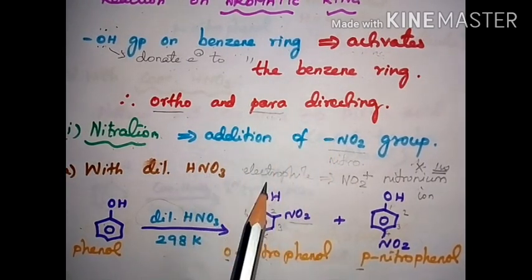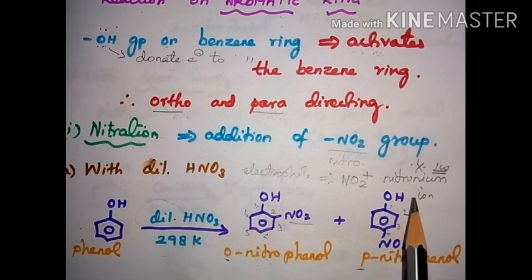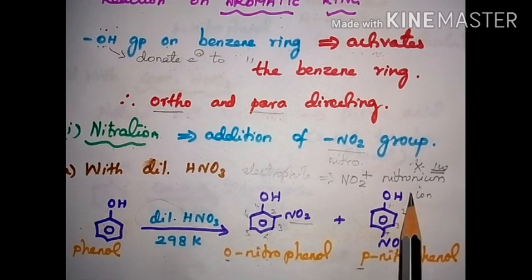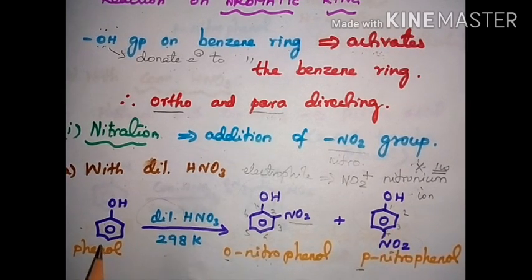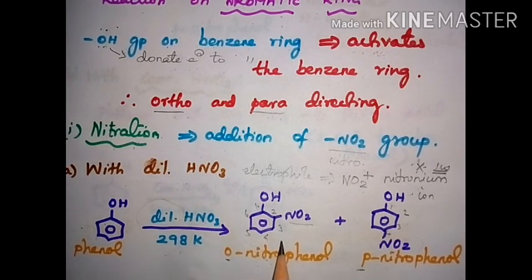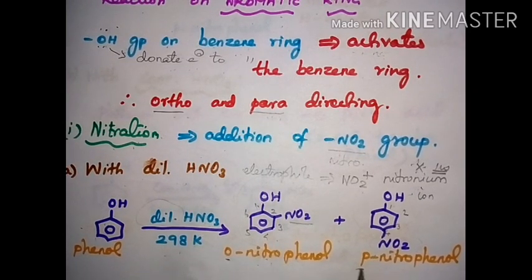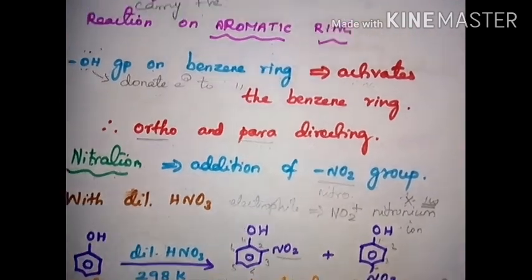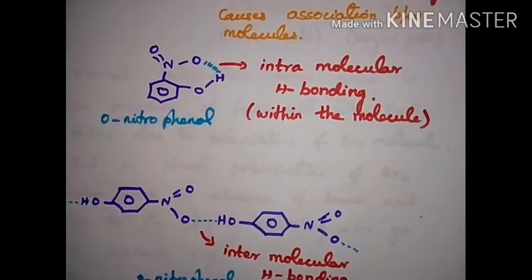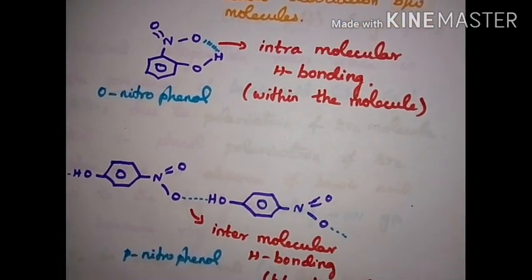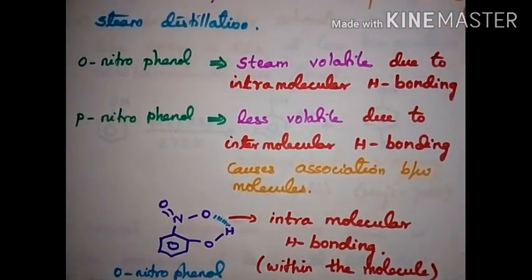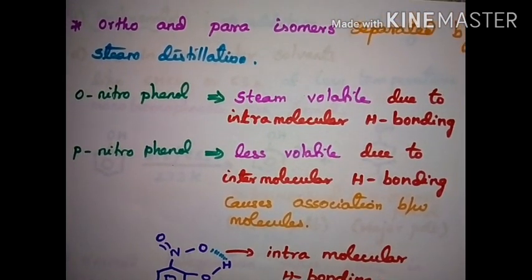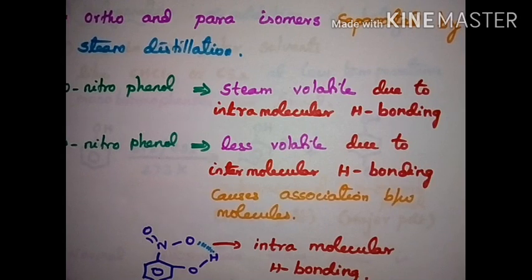So nitration means addition of the NO2 group. What is the electrophile here? NO2 plus, which is called the nitronium ion. With dilute nitric acid, phenol, 298 Kelvin, two different types of products are formed: orthonitrophenol and paranitrophenol. Ortho-para directing we already studied, and we get two different products, the ortho and para products, as a mixture.